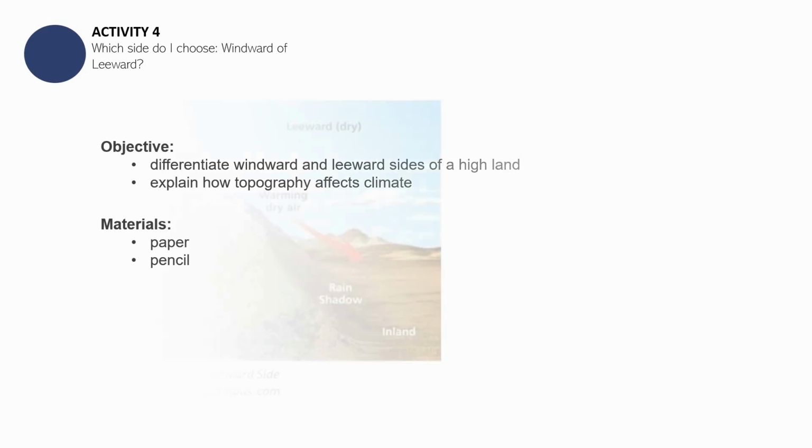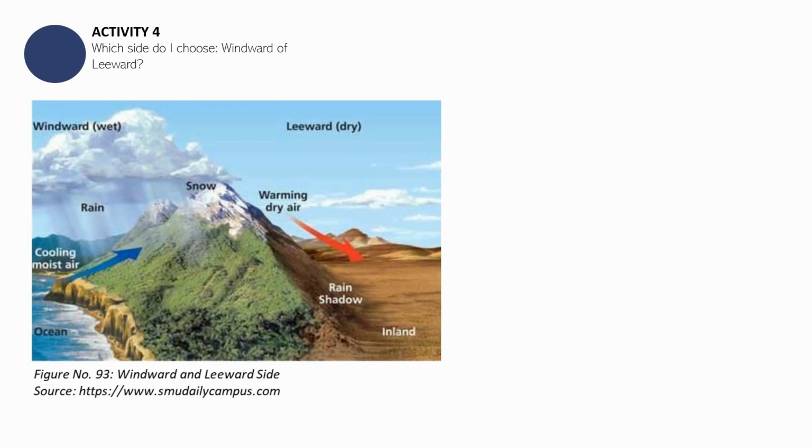So for this activity, what I would like you to do first is to analyze this photo. This photo is courtesy of smudailycampus.com, and it is showing you the windward and the leeward side of a mountain. Okay, so this is the windward side, and this one is the leeward side. And it has the following words that tend to describe what is happening on each side. If you want to have more time in observing this photo, you may pause this video. Remember, in observing, you have to use your senses. And you have to connect what you're seeing right now in the photo to your prior knowledge.